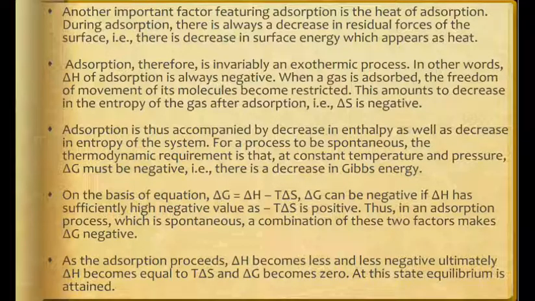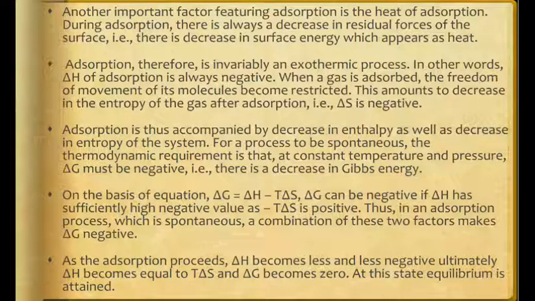Thus, in an adsorption process which is spontaneous, a combination of these two factors makes delta G negative. Which two factors? One is the enthalpy, another is the randomness. During adsorption, delta H as well as delta S decreases, so both of these are negative. In order to make the process spontaneous, delta G has to be negative, which is only possible if the magnitude of delta H is much greater than T delta S.